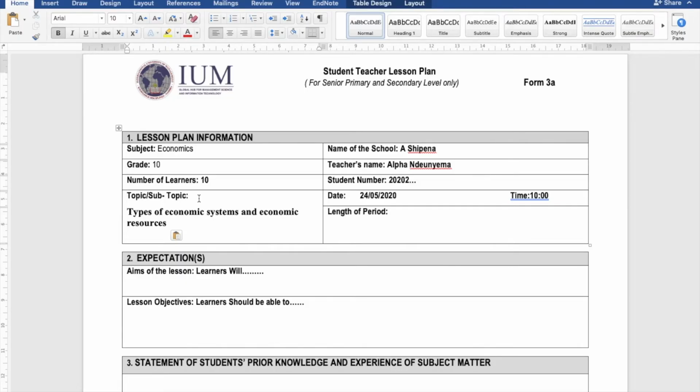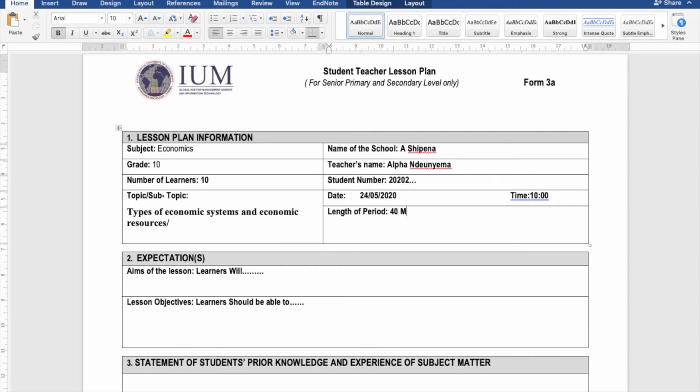Sometimes you find a subtopic. If there is a subtopic, you first write the topic, then put a slash and add that subtopic. The length of the period, remember, in our syllabus that we interpreted last time, is usually 40 minutes.